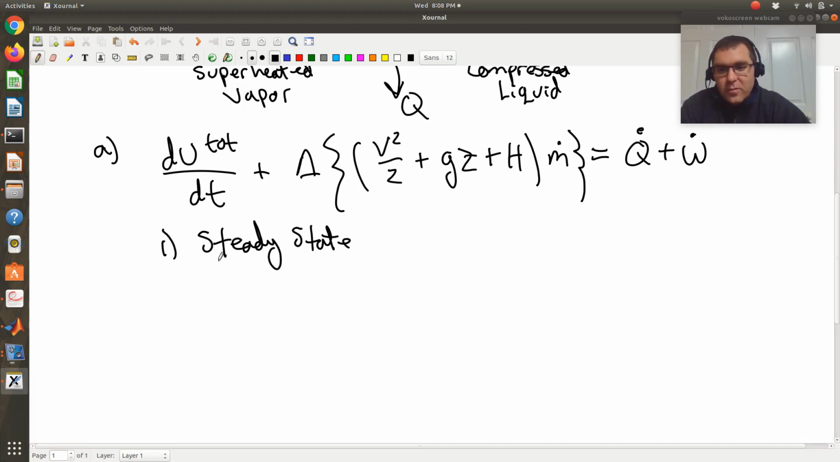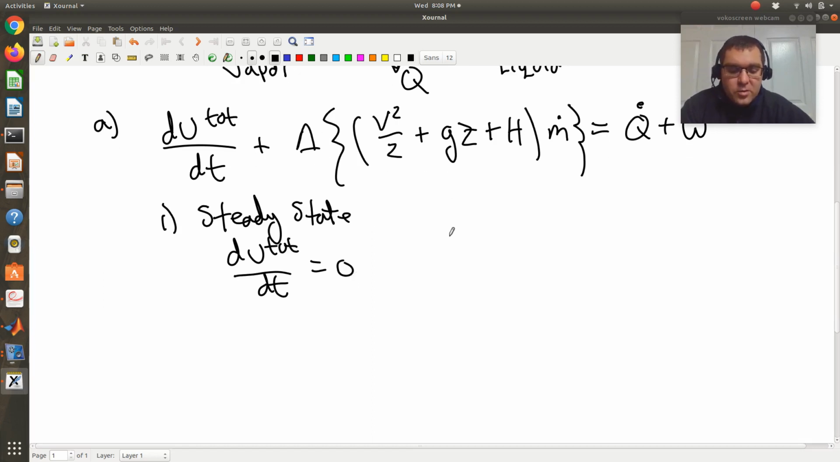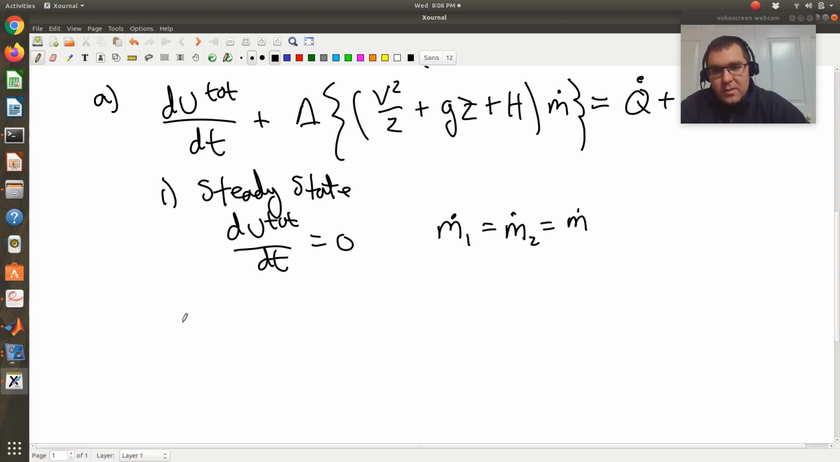Okay, so what this does for us is two things. That means the dU total/dt is just equal to 0. The other thing it'll allow us to assume is that the mass flow rate of my inlet stream is equal to the mass flow rate of my exiting stream, which is just equal to, just call it m dot, mass flow rate. So we're going to assume steady state operation.